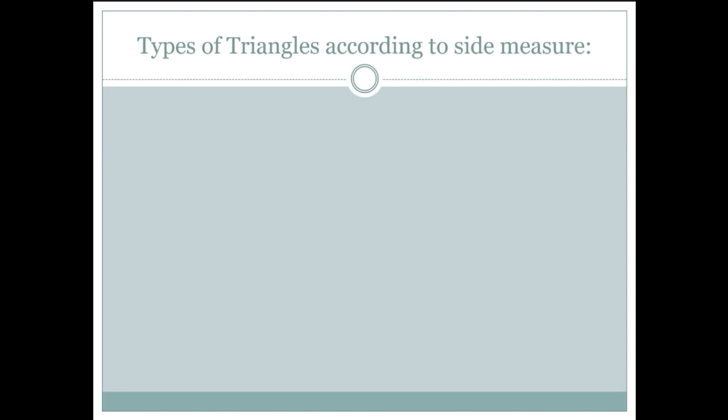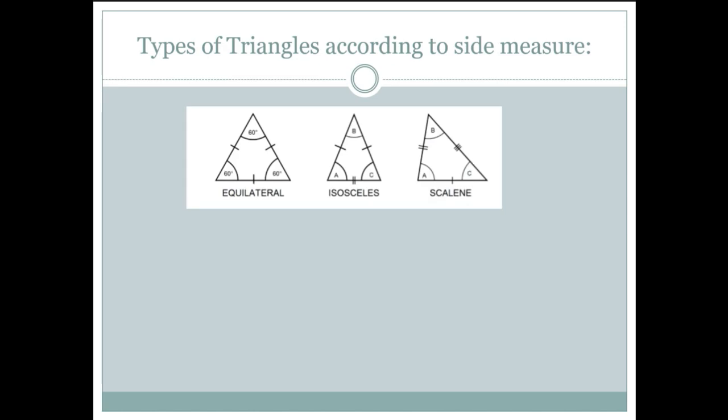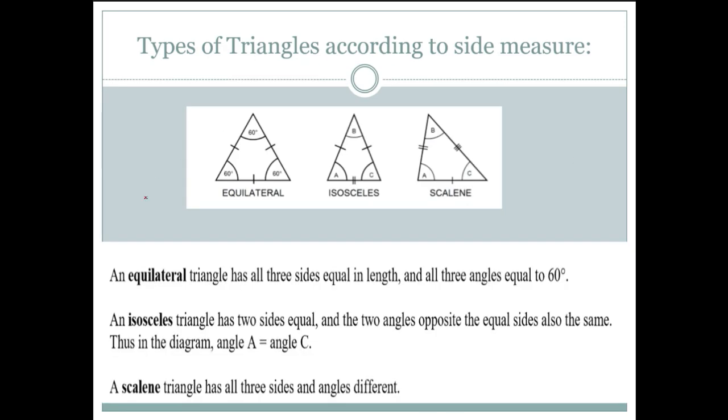Let's continue. Types of triangles according to side measure. We have actually 3. So we have equilateral, from the name itself, equal. I'll not read the discussion written here, I'll just discuss anyway. So equilateral triangles means all sides are equal in measure. And always remember that if it's an equilateral triangle, the measure of each angle is 60 degrees.